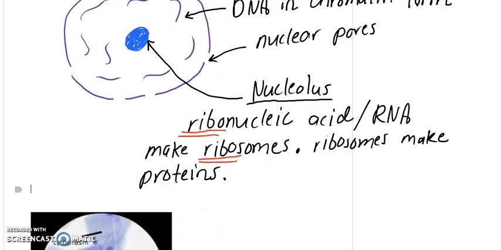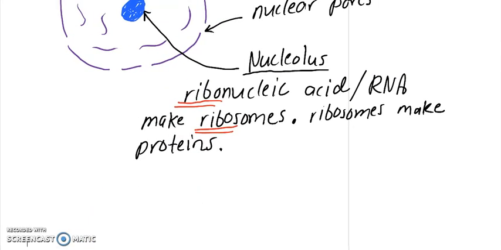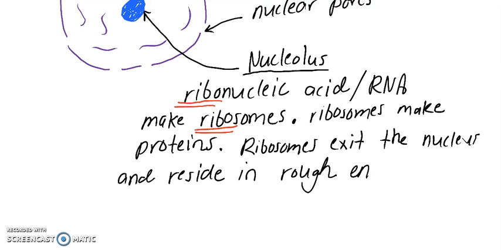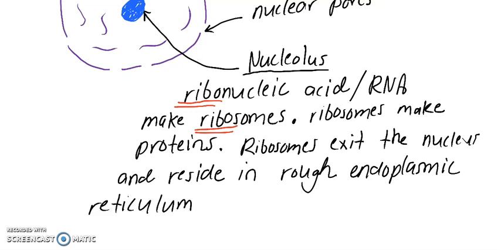Okay. And the last thing I want to mention is that the ribosomes aren't in the nucleus, they actually leave. So the ribosomes exit the nucleus and they reside just outside it in something called the endoplasmic reticulum. Its full name is rough endoplasmic reticulum. That's where it does its job of making protein. So we abbreviate this to RER.